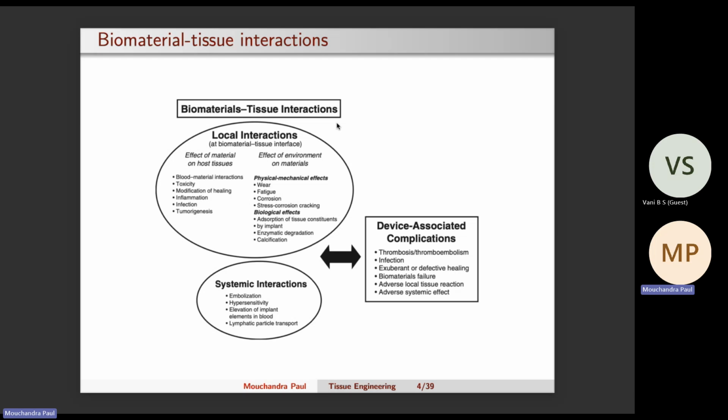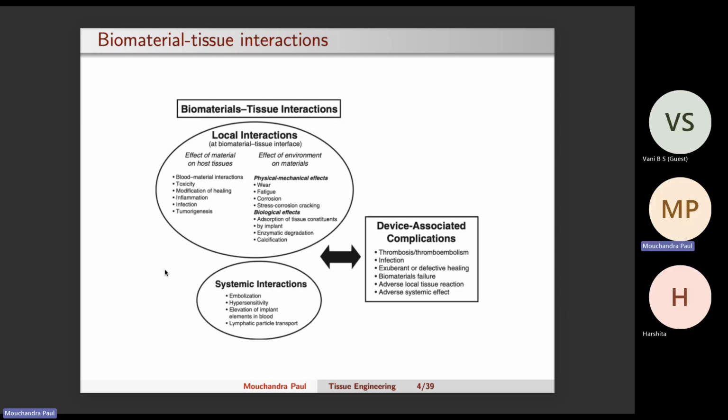Then the normal healing process which is there in our body can get modified in the presence of this foreign implant. The inflammation process can get modified, or there can be a persistent chronic infection by some bacteria at your implant site. Or there can be formation of a new tumor because of the implant. So this is how our body can get affected because of the presence of a foreign implant.